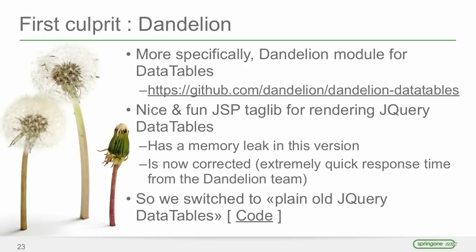So that's what I said at the beginning of the presentation. Here we've got some very specific issue. What's interesting is how we solve them, the process to solve those issues. On your own application, you will have something else that causes a memory leak, probably. So it's corrected, but for the sake of this presentation, I switched to plain old jQuery. So you all know jQuery data tables. It's a JavaScript library for beautifying a standard HTML table and making it look nice.